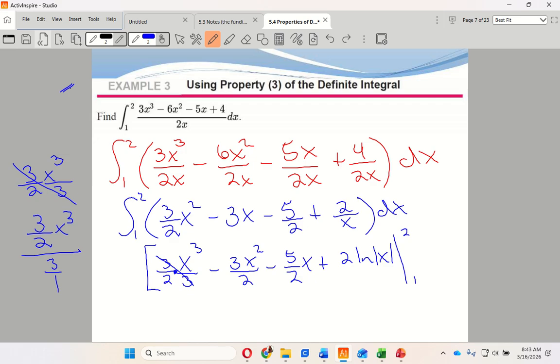Alright, I don't want to try and squeeze it all down here, so I'm going to move this to the next one. So it's going to be 2, right?